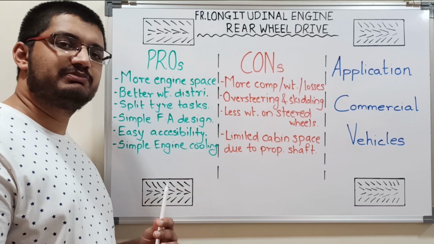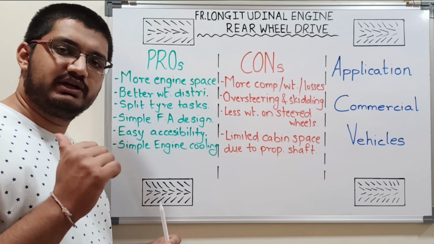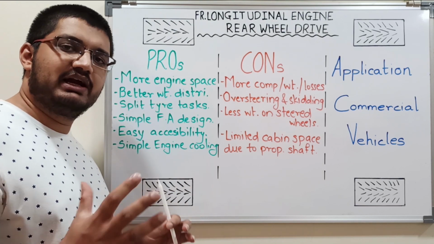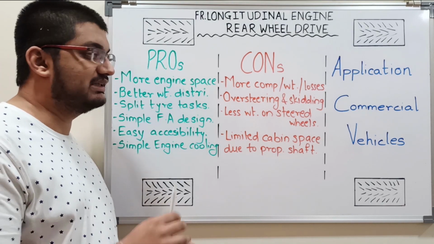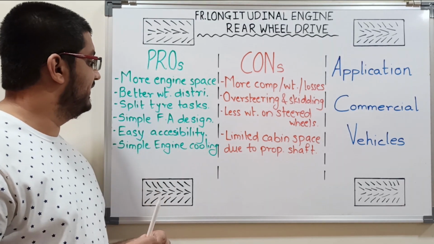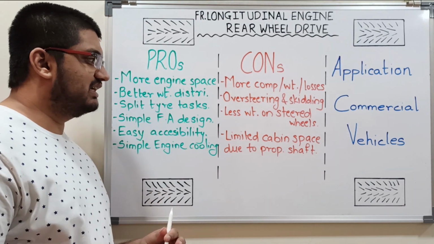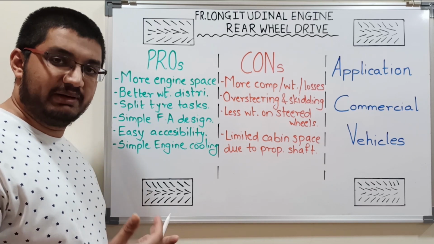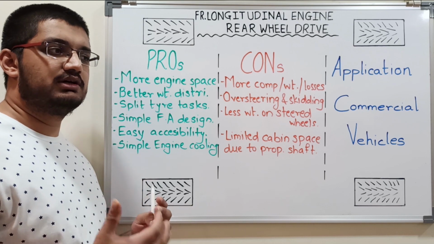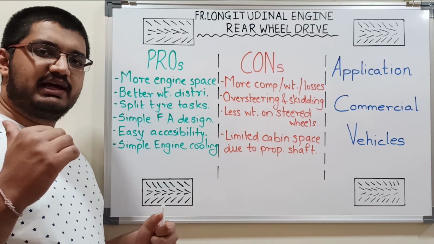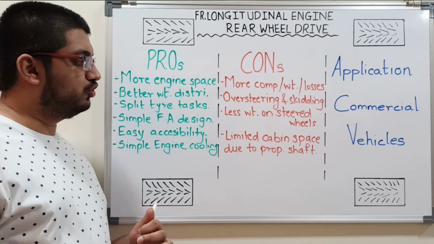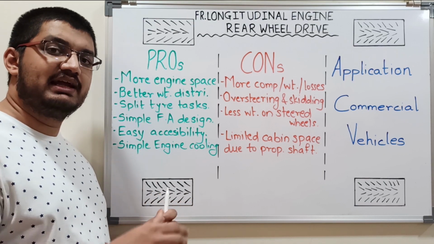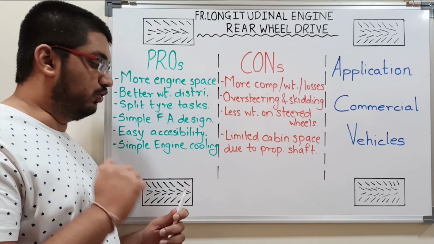So the weight distribution is better, and also as there is luggage weight on the rear axle, during acceleration we get more traction and grip on the rear axle as the rear axle is driven. Then the tire tasks are spread, right? So the front tires have to do the braking and the steering, while the rear tires have to do braking and driving. So the tasks are split, unlike the front axle driven layout.